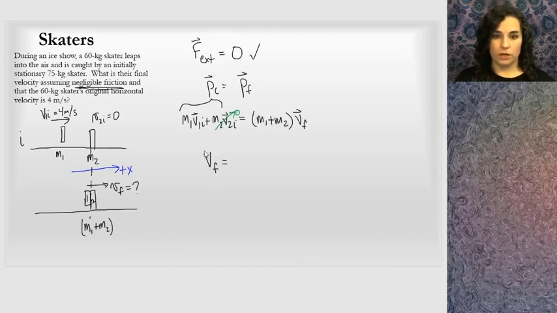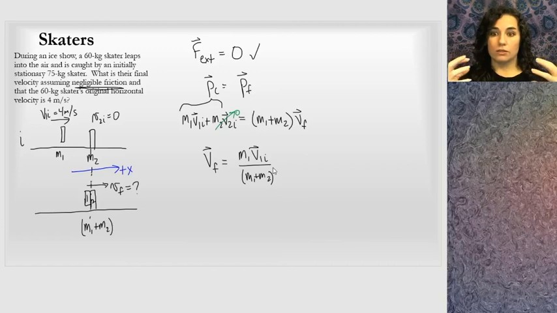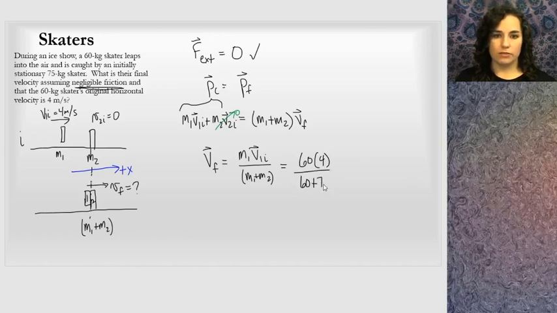So v final will equal m1 v1 initial, with the vector on it, over the total mass. So it looks like it's going to slow down. We expect it to slow down. There's two masses together. That initial momentum that only the smaller skater had is now being contained by both of them together, so the whole thing will slow down. So let's write this out here. We're going to have 60 times 4 divided by 60 plus 75. And when you multiply this out, you get 1.7 repeating, and this is a velocity in meters per second. You can go ahead and run through the units, kilograms over kilograms times the velocity, so you get a velocity out.